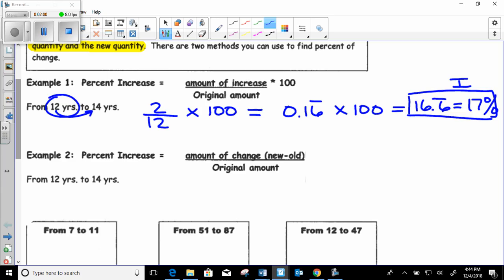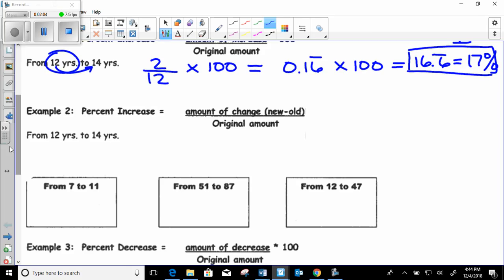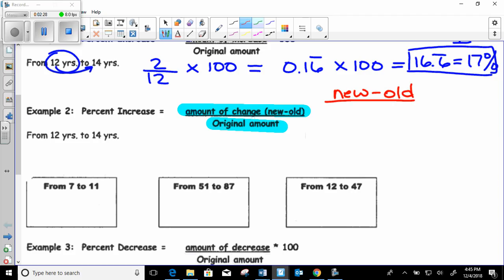Now, example 2 is the one I tend to use, and it's a formula that we have come up with. You will want to memorize this formula: the amount of change, so new minus old, over the original amount. I'm going to do this one using this formula. The formula you want to use is new minus the old over the old, and that's the formula that I recommend that you memorize.